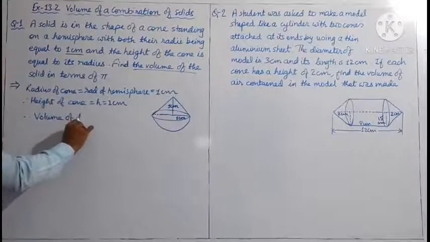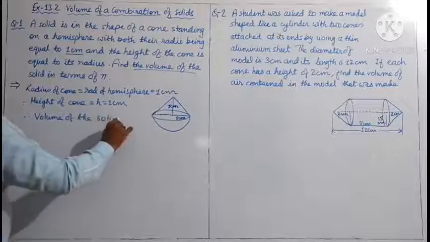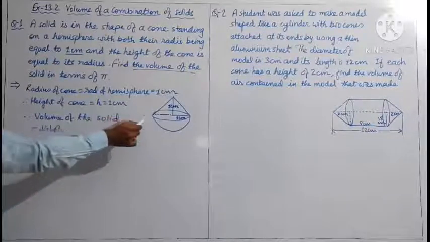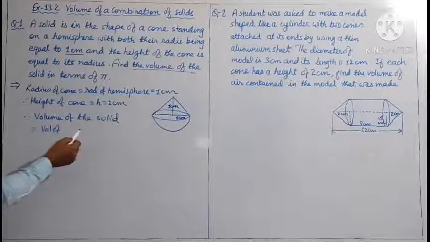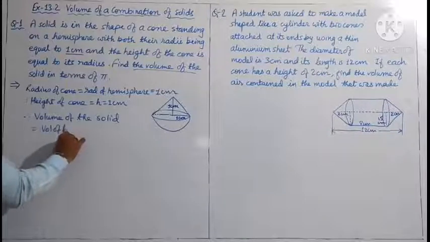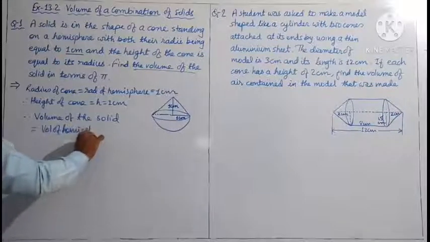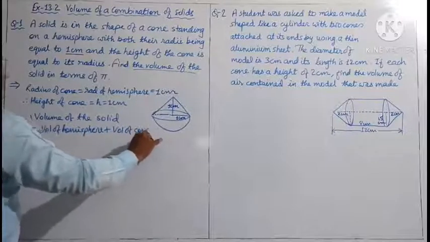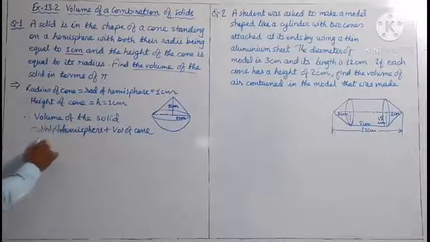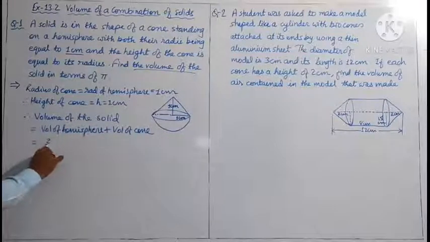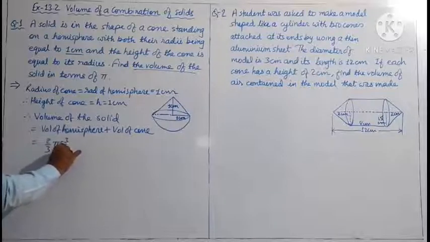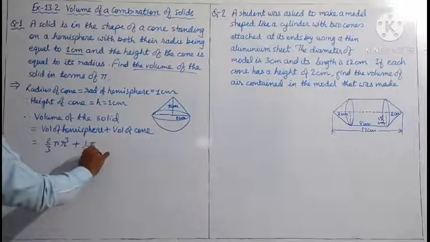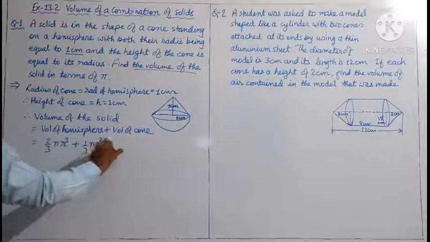Volume of the solid is equal to volume of hemisphere plus volume of cone. Both the volumes together give us the volume of the solid. Now volume of hemisphere is 2 by 3 pi r cube, plus volume of cone is 1 by 3 pi r square h.